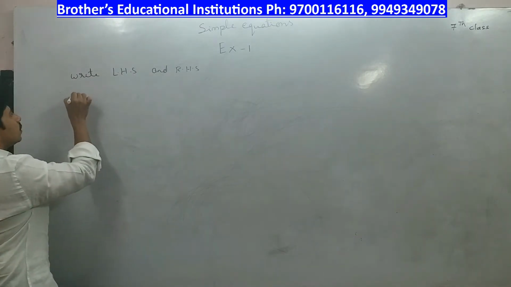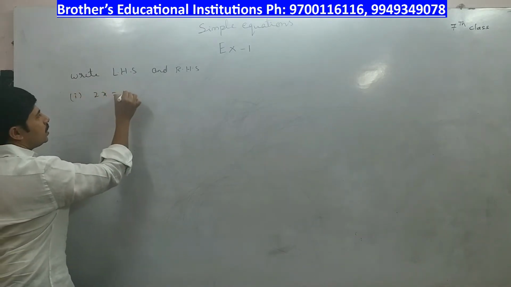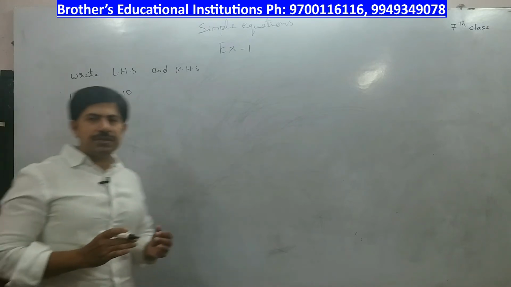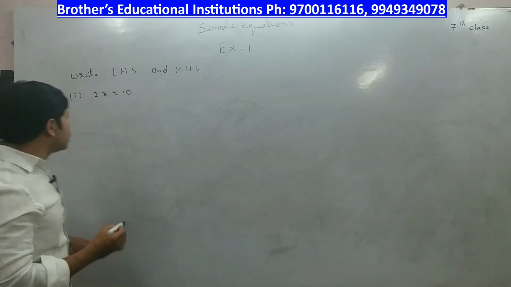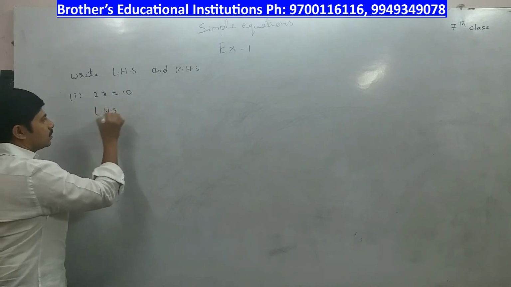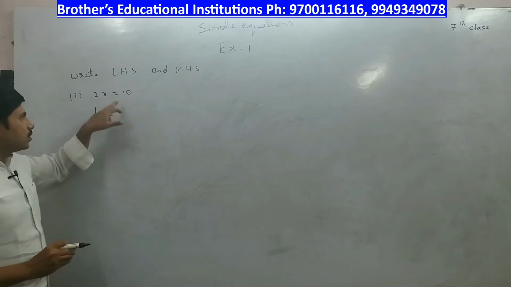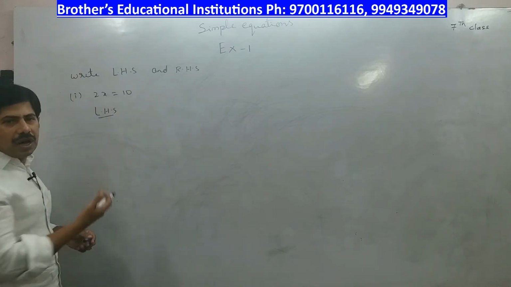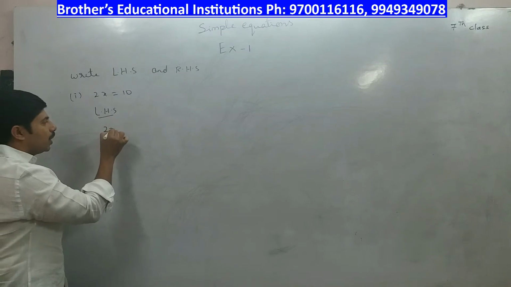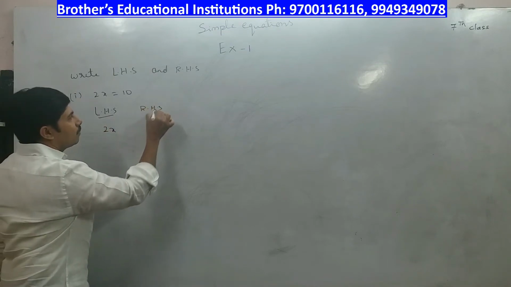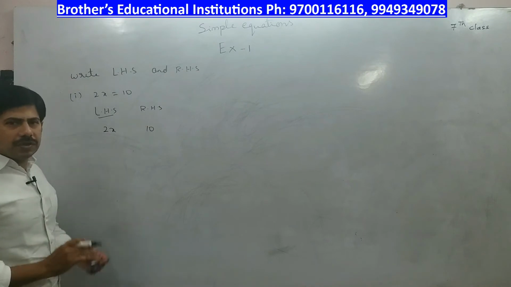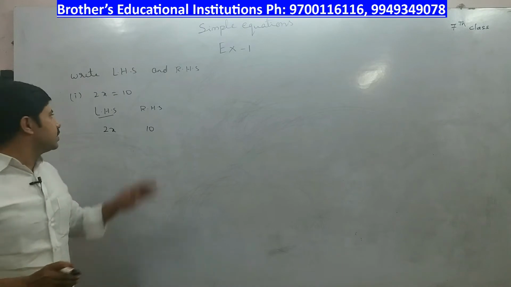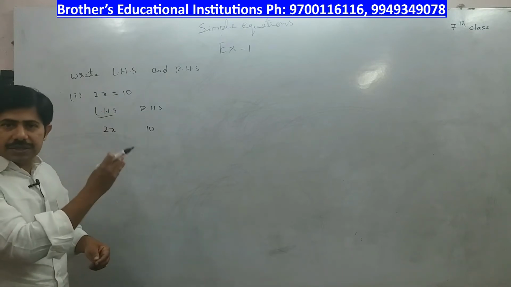The first one is 2x is equal to 10. Just we have to mention what is LHS and what is RHS. LHS means left hand side. The left side of the is equal to sign is LHS, and the other side is called RHS. So in LHS we have 2x and in RHS we have 10. Here we are only asked to find LHS and RHS. The term on LHS is 2x and the term on RHS is 10.